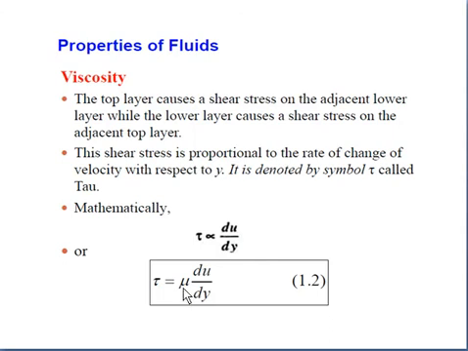Can you find the dynamic viscosity from this equation? Very simple. Just divide tau by du by dy, and we get the dynamic viscosity very easily. Therefore, dynamic viscosity is equal to shear stress, that is tau, divided by du by dy. All of you get this? Mathematically, shear stress is directly proportional to this velocity gradient, and mu is the constant of proportionality, called the dynamic viscosity.